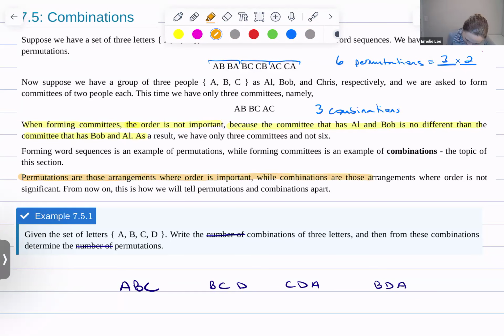So permutations are arrangements where the order is important. So things like words, different words, first place, second place, third place, those kinds of things. And then combinations are arrangements where order is not significant or not important. And so what that means is if you just have a group of 5 people, it doesn't matter how you got there, then you do a combination. It's going to be important to be able to pick those apart because we need to figure out which formula we need to use.